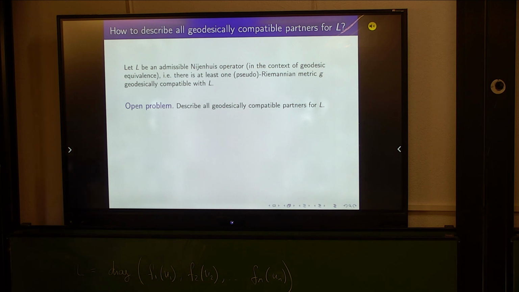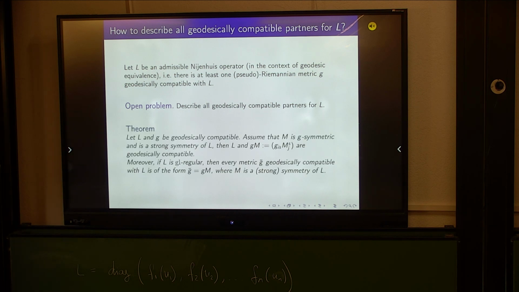So now the next question. Take an operator L and assume that it does admit at least one metric geodesically compatible with it. Next, we want to describe all geodesically equivalent partners for a given operator L. And again, if we apply this theory about symmetries, then we will come to the following result, which also was very surprising at first.